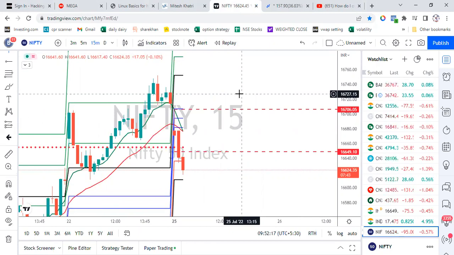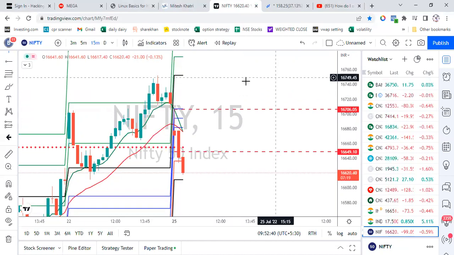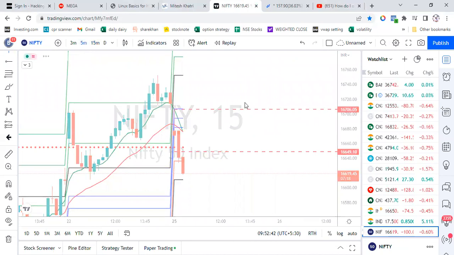It's very volatile today. I see volatility is more. I'm expecting Nifty to touch 16,600. Let me see how the candles are formed in 5 minutes.